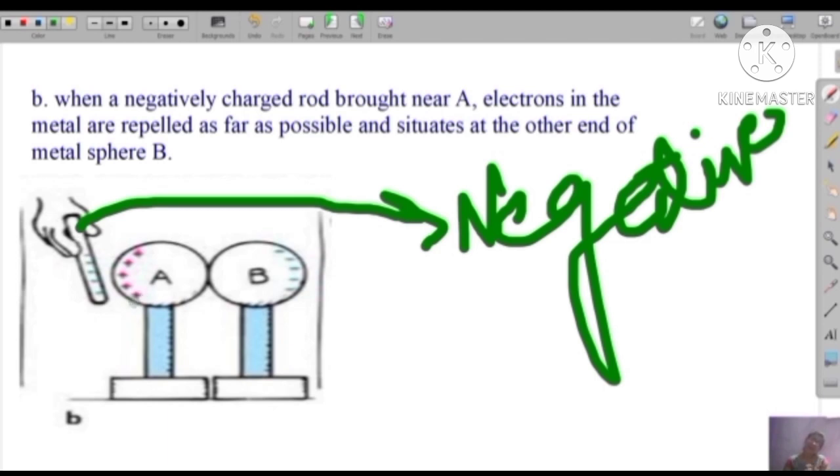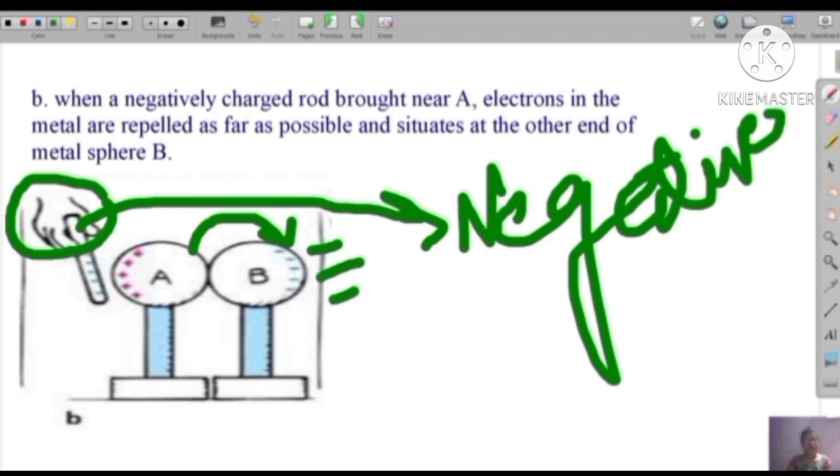As like charges repel each other, in body A, whatever amount of negative charges were present will be repelled by the charged body, and those charges will situate at the farther side from the charged body. So if this is the charged body, to the farthest point, at the end of B, the negative charges will situate here.